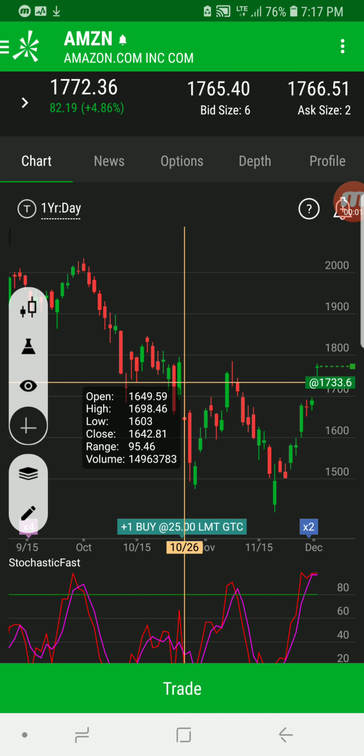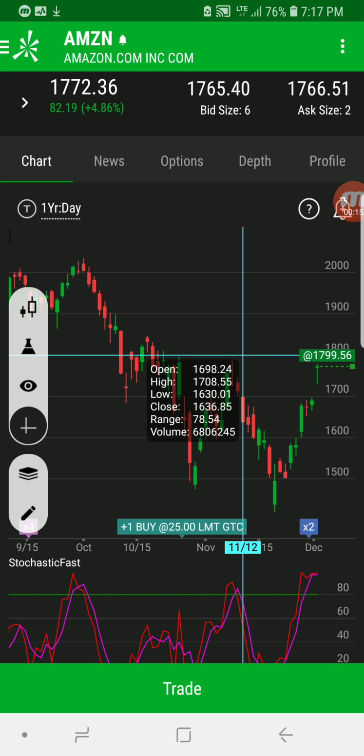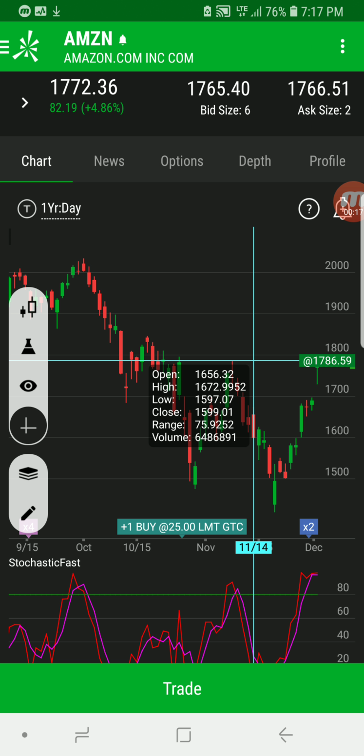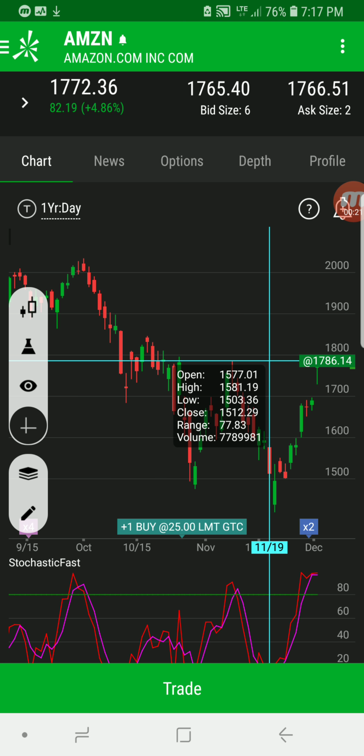Hey Maddie, so here is a real simple, quick introduction to chart analysis using technical analysis. So here's Amazon, and you can see the cursor moving, and each day I move it, it shows the open, the close price. See that vertical line?